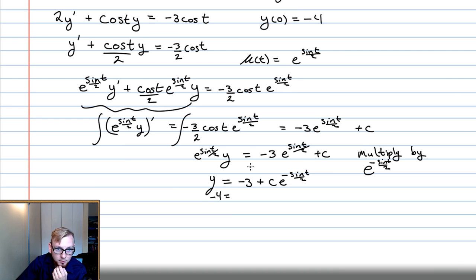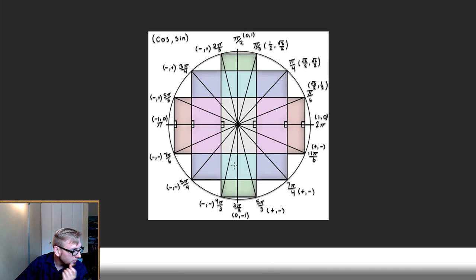Give me a second. There's my unit circle. So, sine of 0. So 0 is our degrees, or 2 pi. And sine of 0, sine is our second number. Sine of 0 is 0. Good. Perfect.